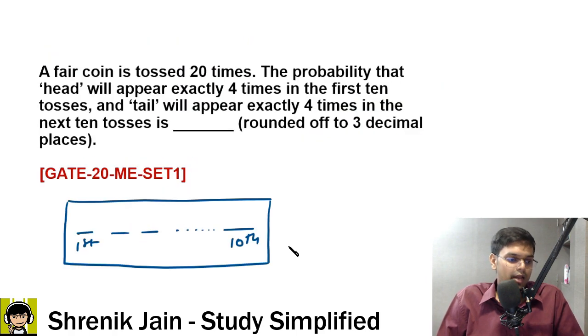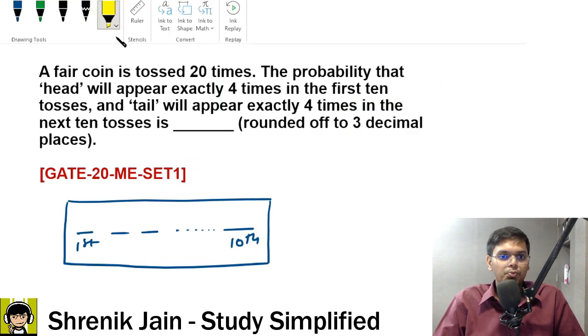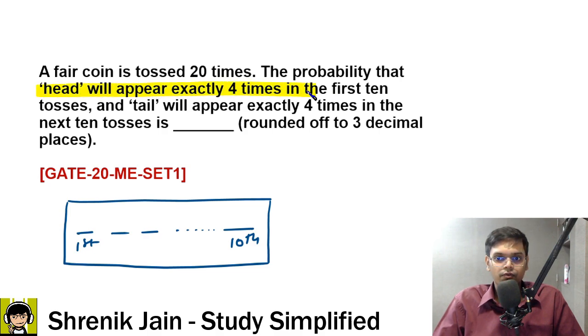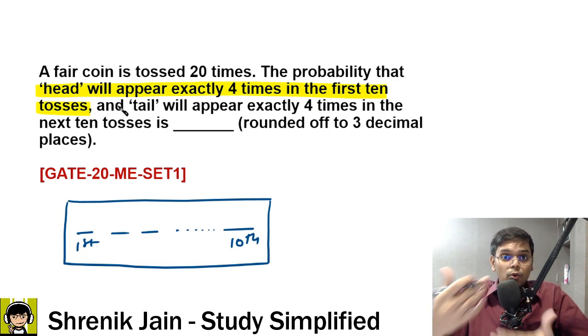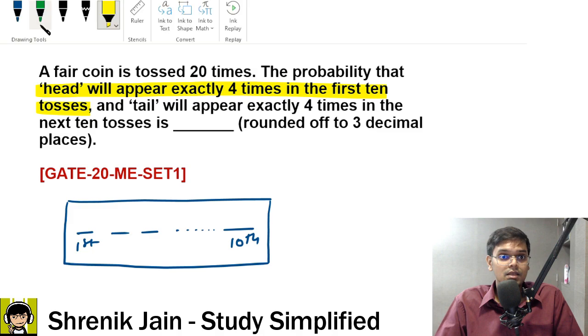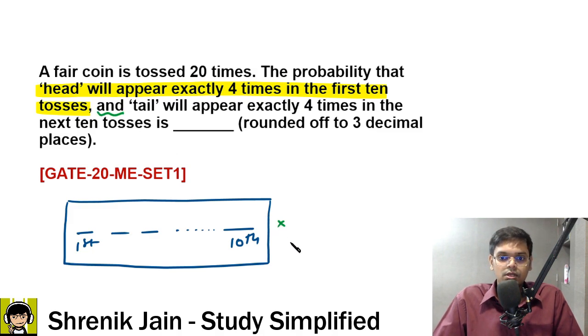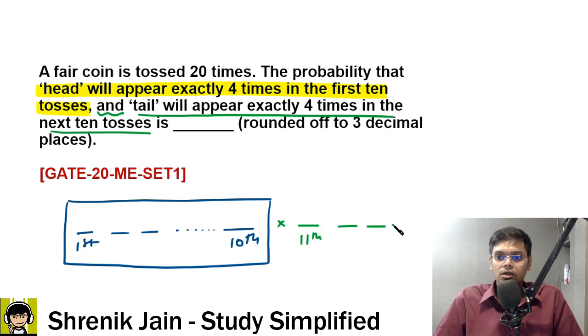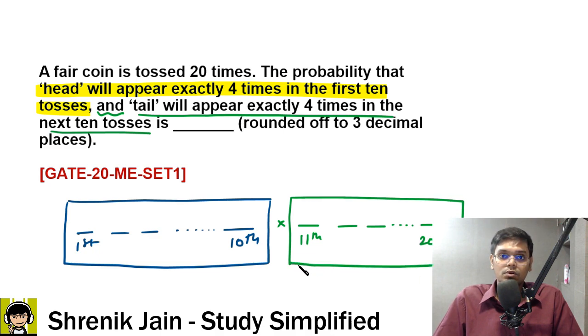But now this is the first scenario. They are saying what you need is the probability that head will appear exactly 4 times in the first 10 tosses, and sir, "and" means there is one more probability to be multiplied. Yes, "and" means we have one more scenario: you have to get exactly 4 times tails in the next 10 tosses. Check it out. This is the 11th toss, then 12, 13 up till the 20th. So these are the next 10 tosses. In the next 10 tosses, they want exactly 4 times tail. So this is what the 4 times tail scenario is.